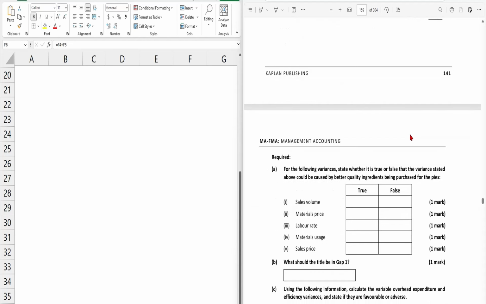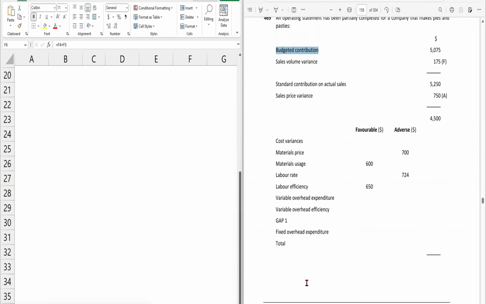It is favorable, that means we have done higher sales. And why have we done higher sales? That could be due to more customer demand for the better product. And how is the better product being made? By using better quality ingredients. So it could be one of the possible reasons that is caused by the better quality ingredient being purchased. Now the next one is your material price.